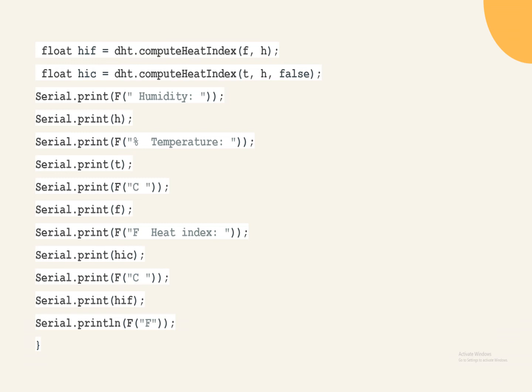Next, we store the values in variables labeled by hif and hic. And then we compute the heat index in Celsius. After all the measurement of values is done, we simply print everything on the serial monitor. We print humidity in quotation marks followed by the variable that contains humidity, which is h, and then temperature followed by t, and then the heat index, which is followed by f.